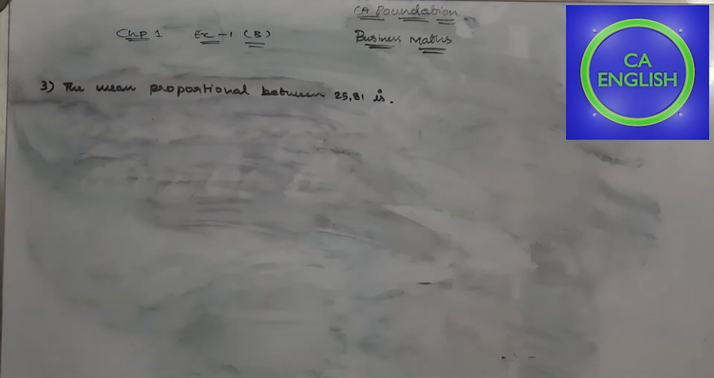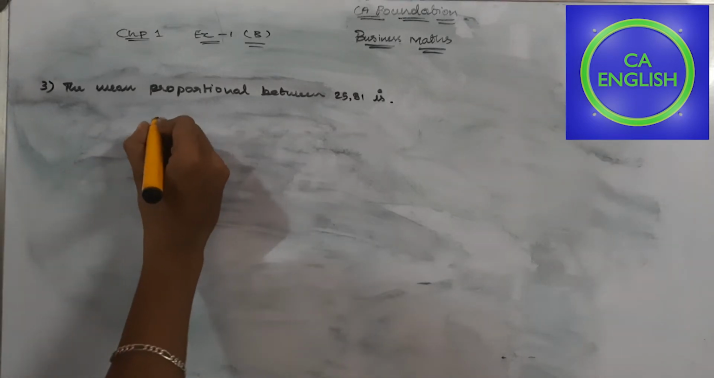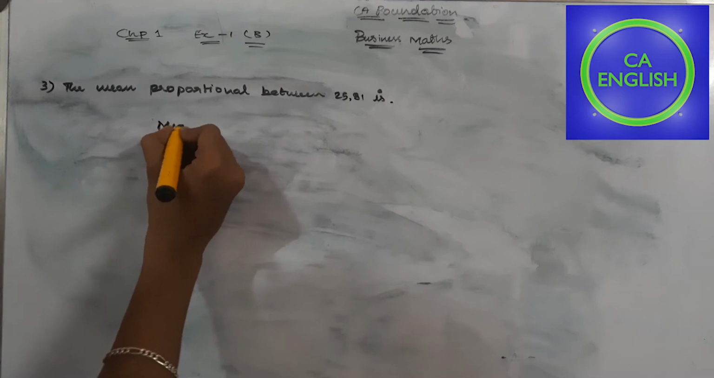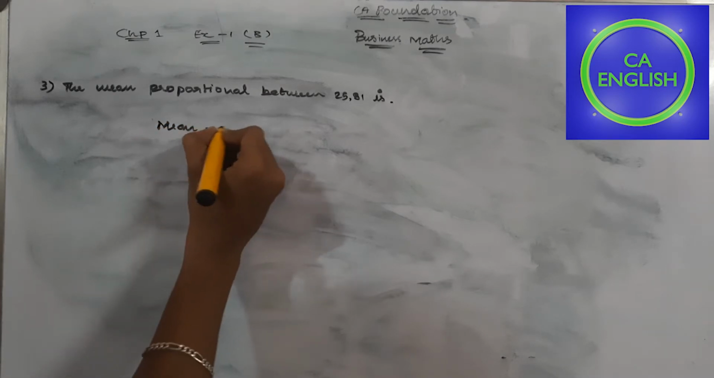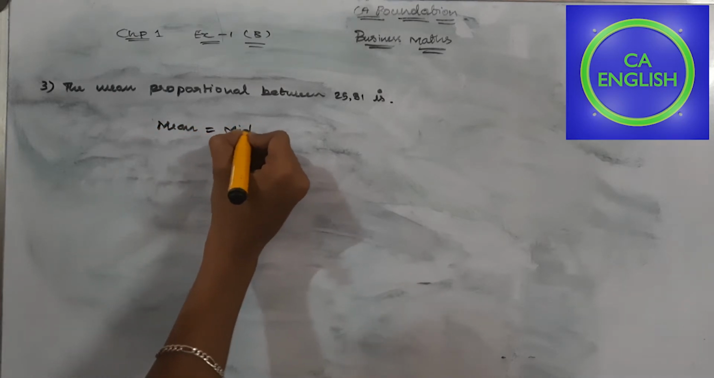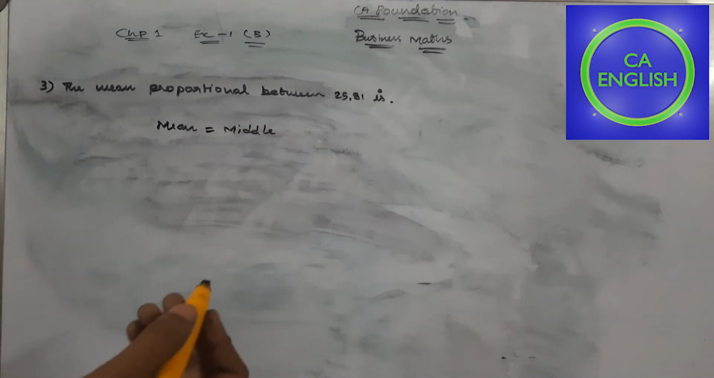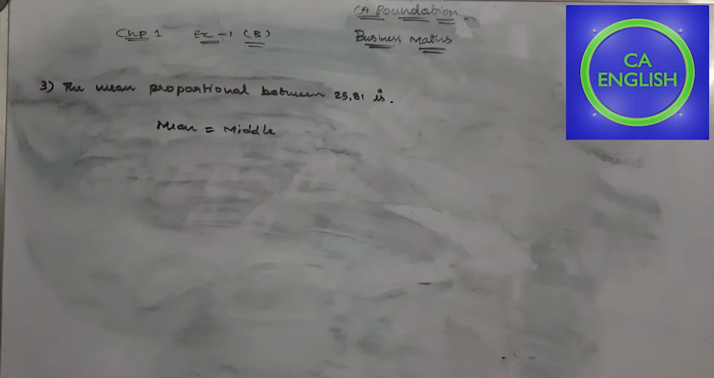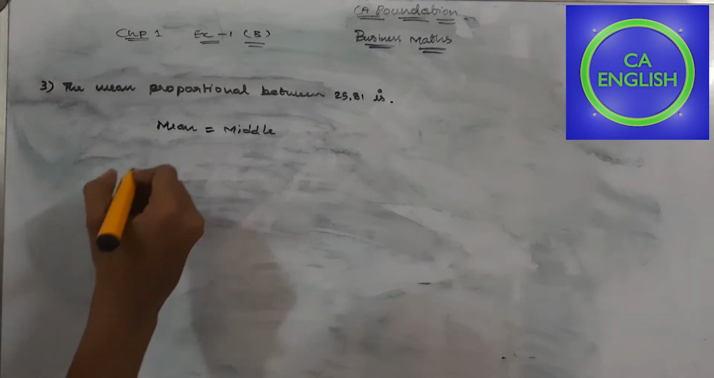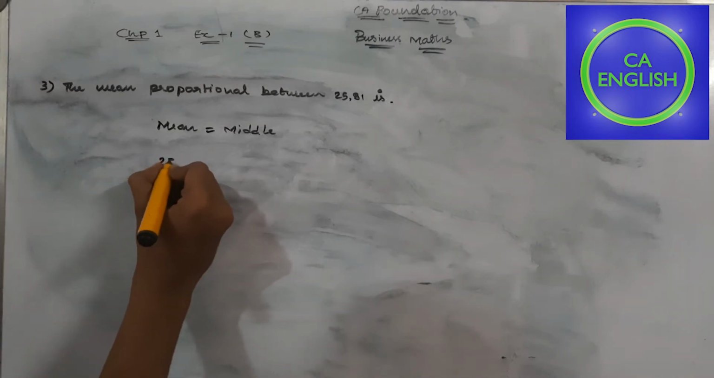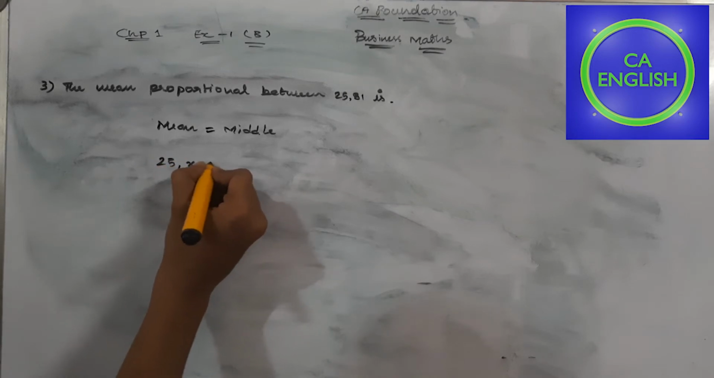And the third sum is: the mean proportional between 25, 81 is. You first want to know what is mean. Mean means middle term. We want to find the middle term between 25 and 81. Just write it 25, x, 81.